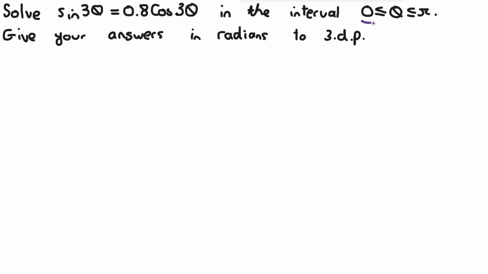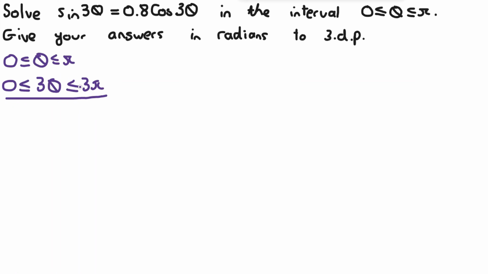The key to this is we need to adjust this interval. At the moment this interval is in terms of theta, so at the moment this interval is 0 to pi. And we need this interval not in terms of theta, we need it in terms of 3 theta, like this. So we need to multiply everything here by 3. So this theta will become 3 theta, like this. The 0 will still be 0 because 0 times 3 is still 0. And then the pi will now become 3 pi. And we have to work in this bigger interval here.